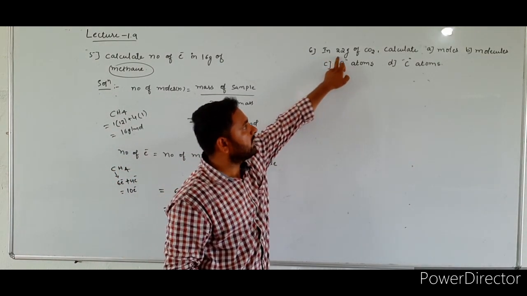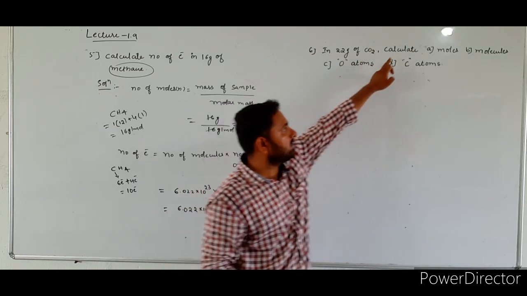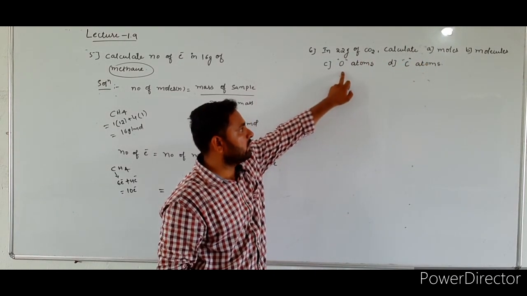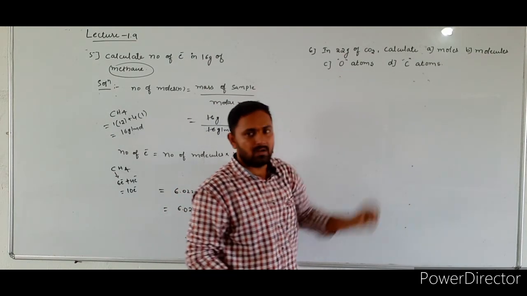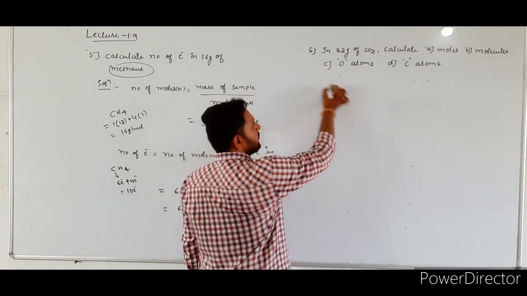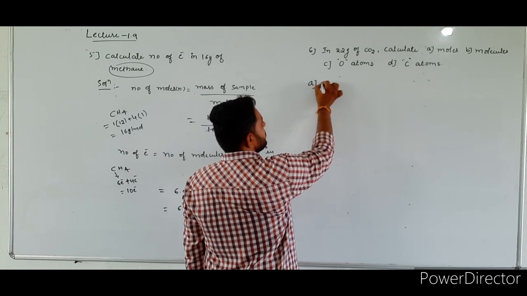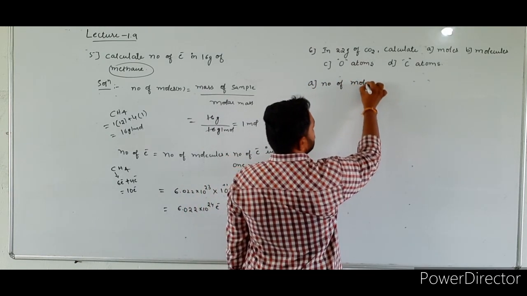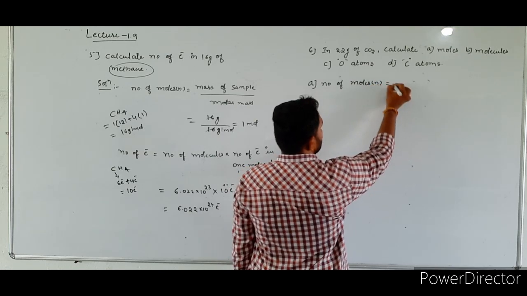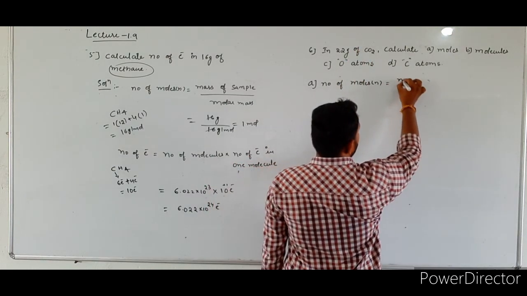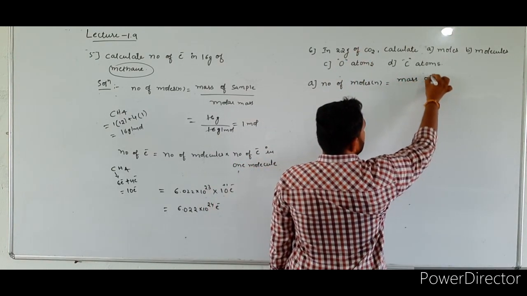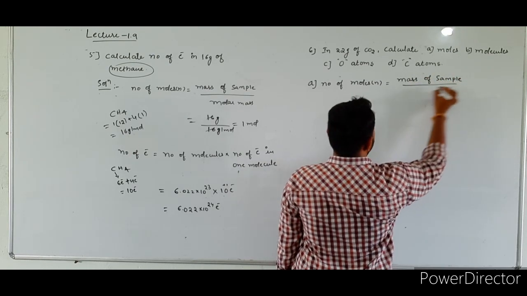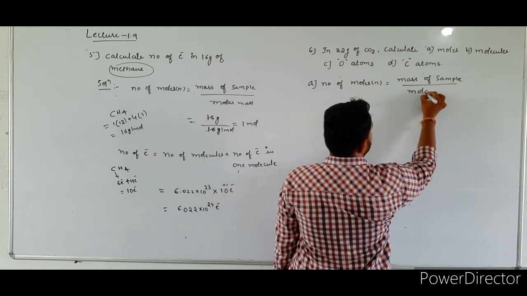Next, sixth numerical. In 22 gram of carbon dioxide, calculate the number of moles, number of molecules, number of oxygen atoms and number of carbon atoms. Now let us calculate one by one. The first, number of moles. Number of moles is equal to mass of sample divided by molar mass.